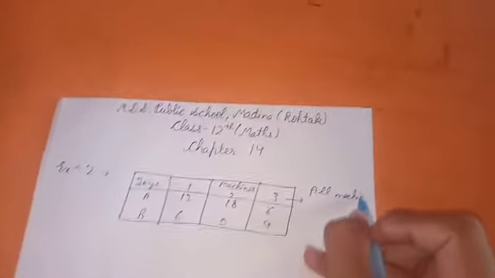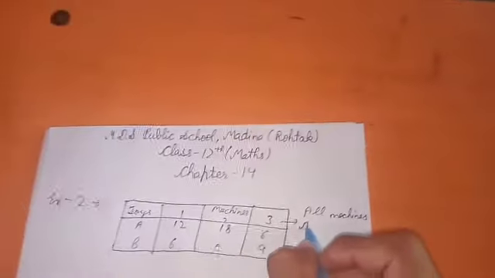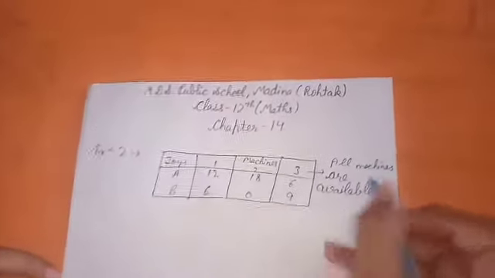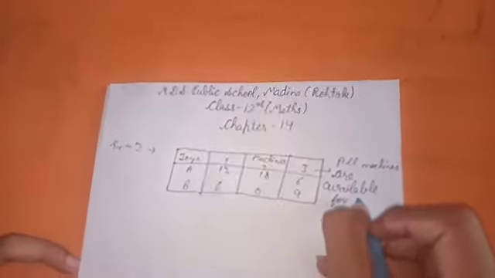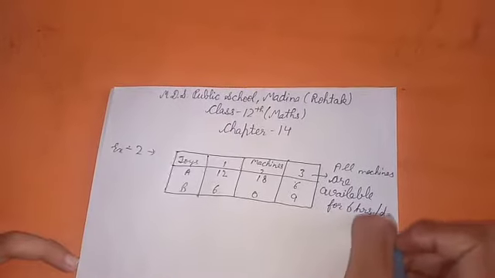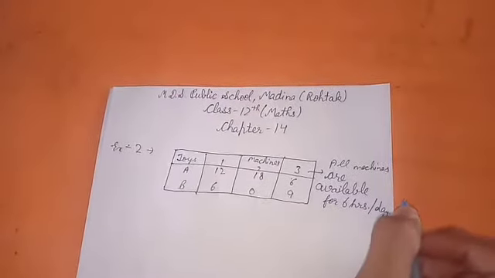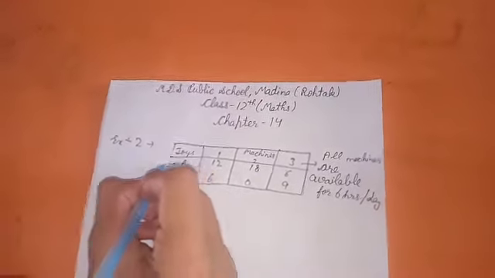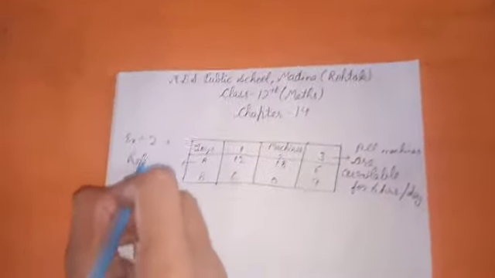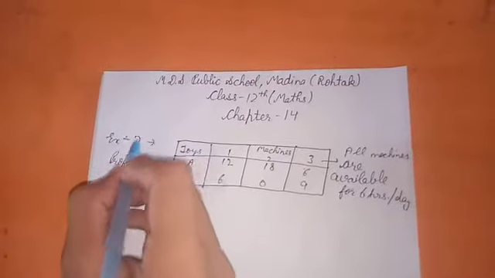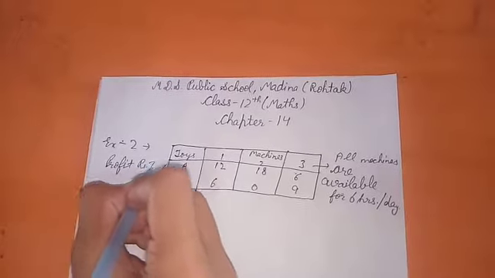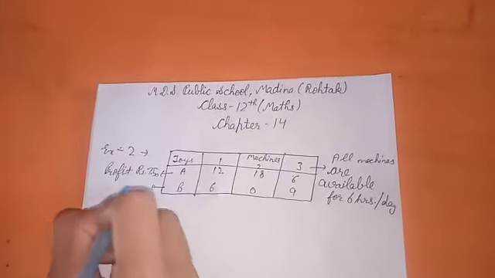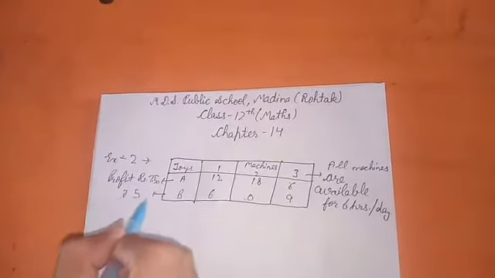Means all machines are available for 6 hours per day. Okay, and also profit is given to us of toy A as rupees 7.50 and of toy B as rupees 5. Okay.